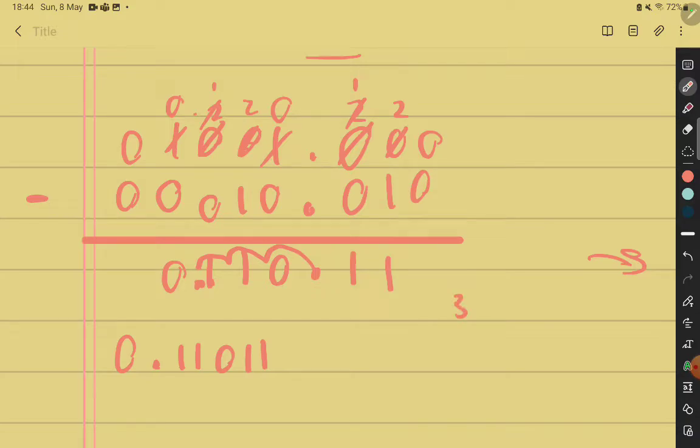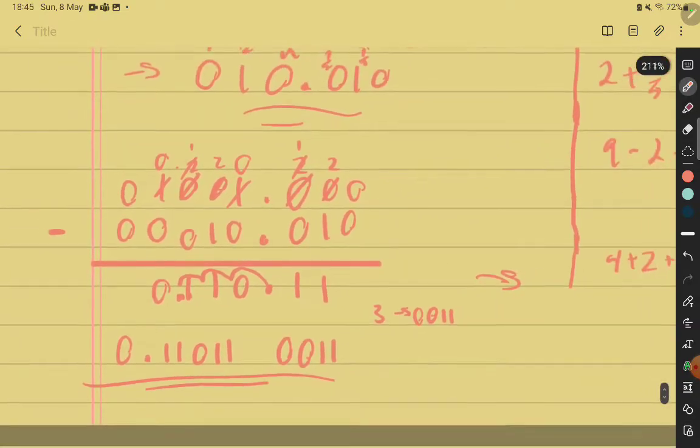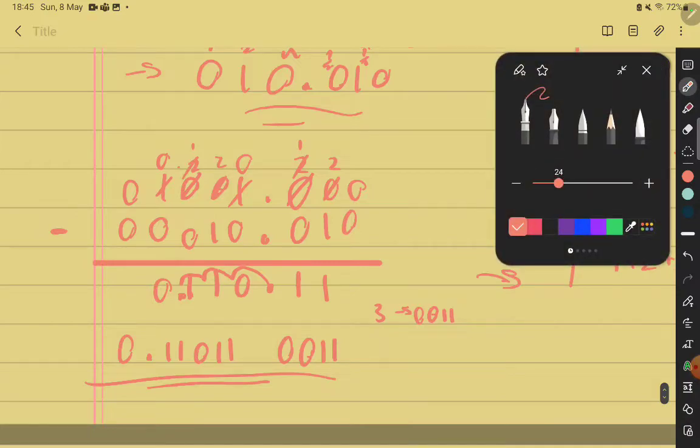3 in binary is 0, 1, 1. Add an extra 0, so it's 4 bits. So we have 0, 0, 1, 1. And that's the result. And looking at the mark scheme, we know that's the correct result.